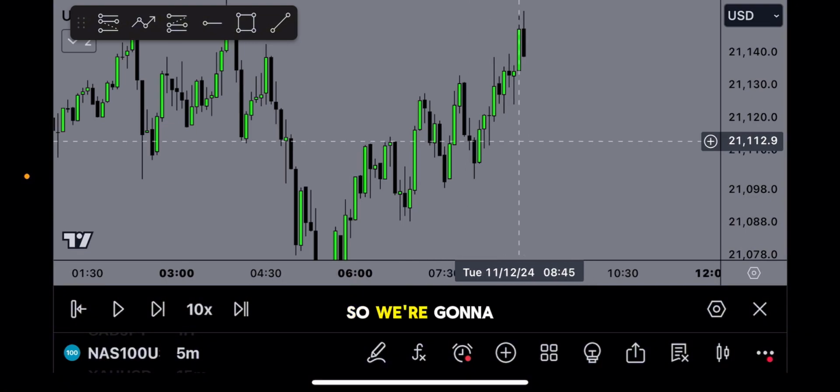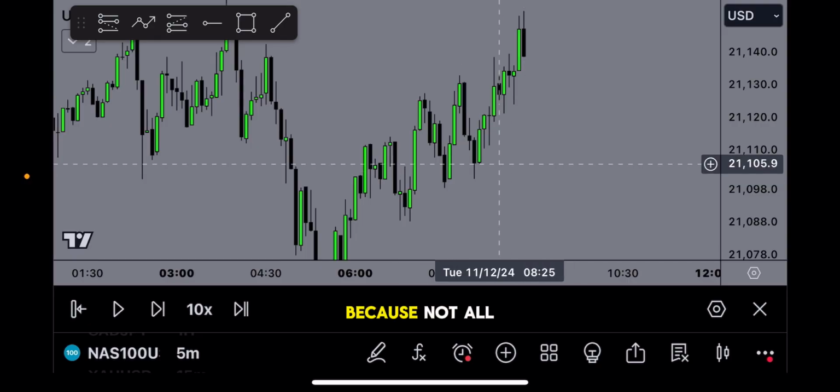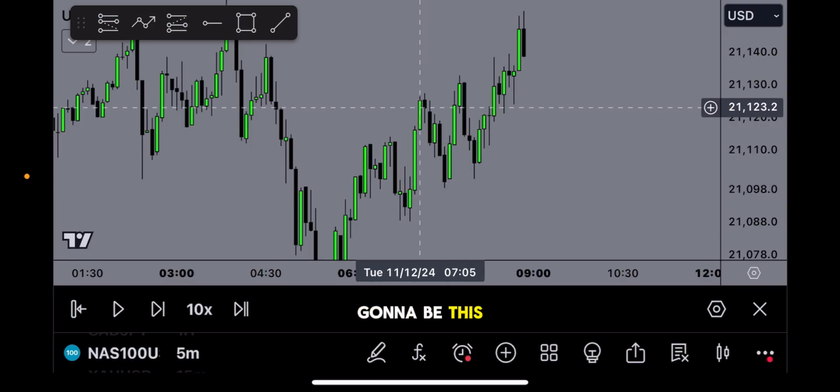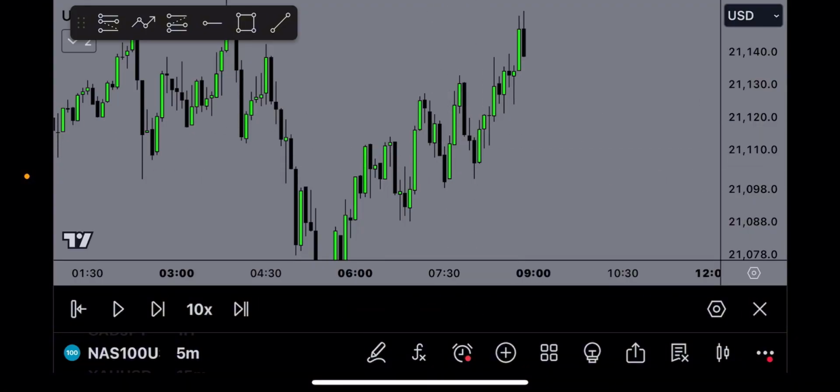So we're gonna go over some other examples just so you can see different ideas of how these setups could form. Because not all the time it's gonna be this clean. It's not gonna be looking this beautiful and so perfect. So let's see the other examples.